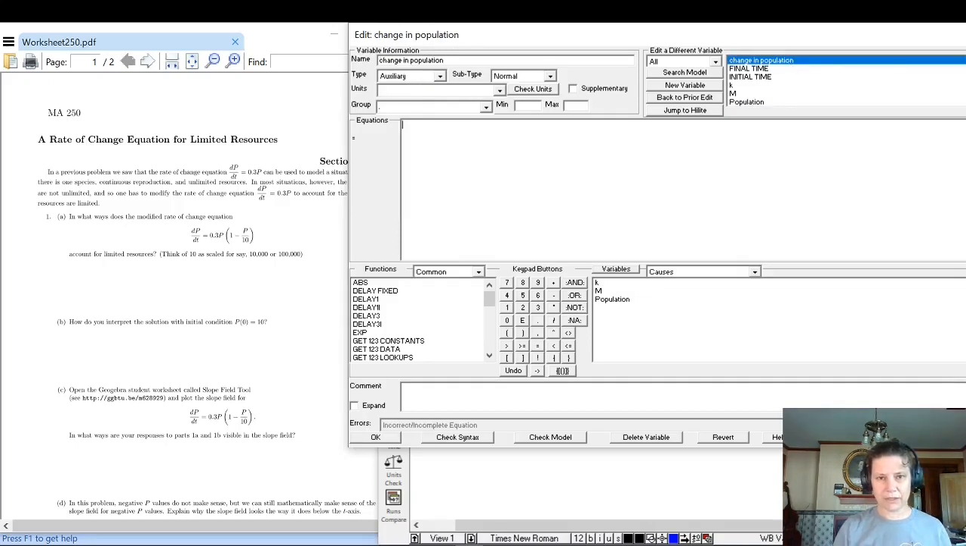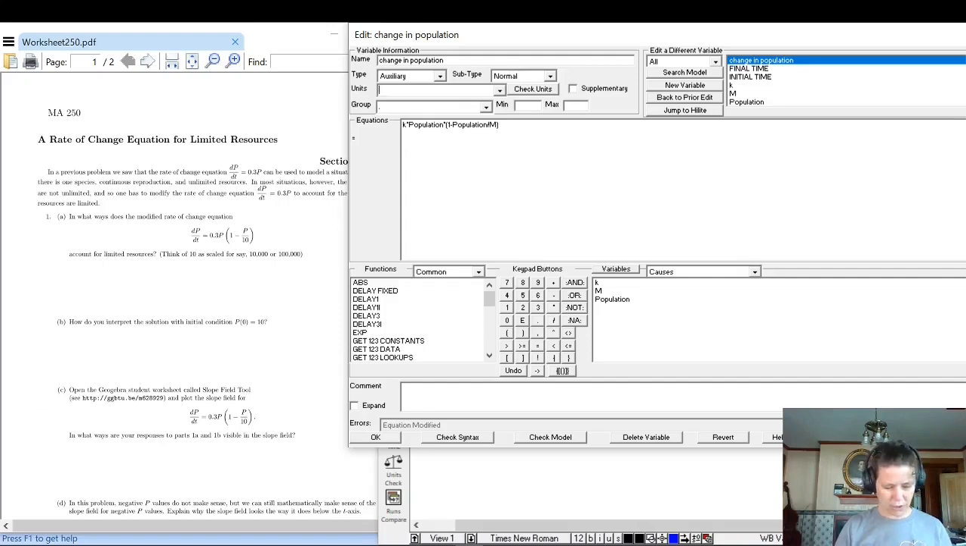And our change in population is going to be K, that was 0.3, times population times, open parentheses, 1 minus population divided by M. And the nice thing is, because we didn't put in 0.3 and we didn't put in 10, we used K and M, that means that this differential equation for our logistic growth will work for any logistic growth model and not just the one that's on our worksheet.